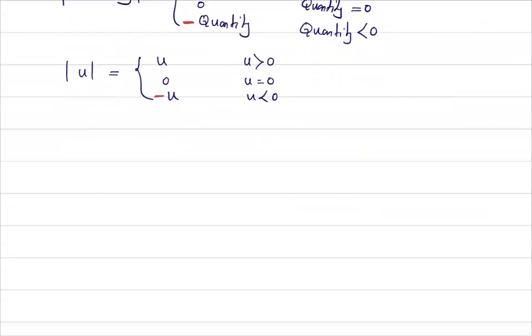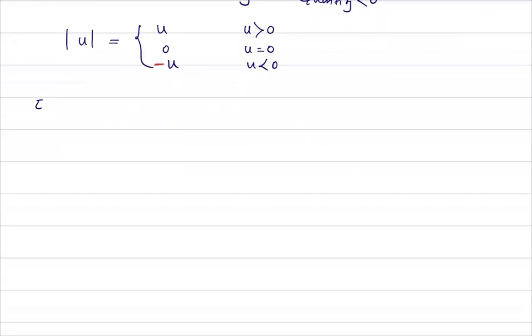For example, suppose I ask you to evaluate the definite integral of absolute value of x minus 1 dx as x ranges between -1 to 2. How do we evaluate this definite integral? So this is the absolute value of x minus 1.